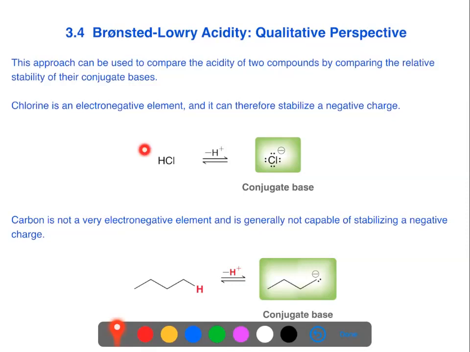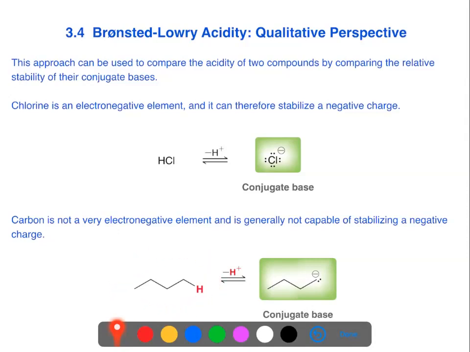The conjugate base of HCl is the chloride ion. Chlorine is quite electronegative, and because of its electronegativity, it's able to stabilize that additional electron fairly well. Due to the relative stability of that chloride ion, we would expect that the acid from which it came, HCl, is quite strong.